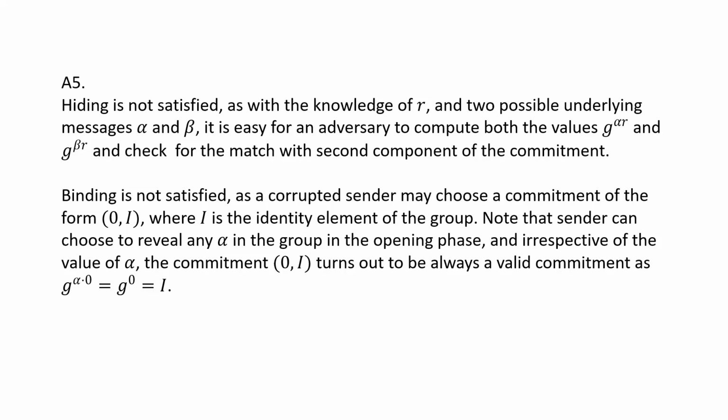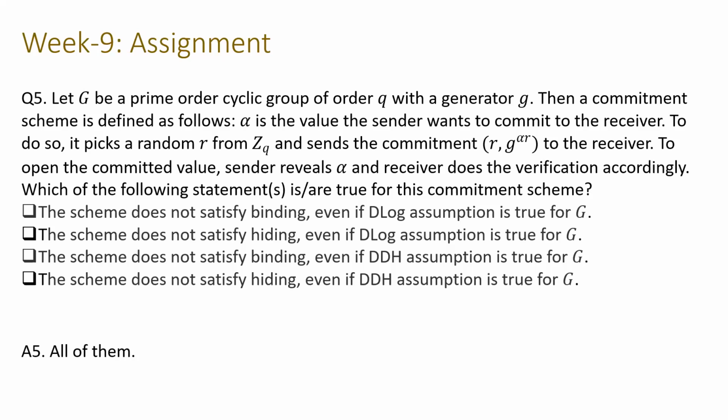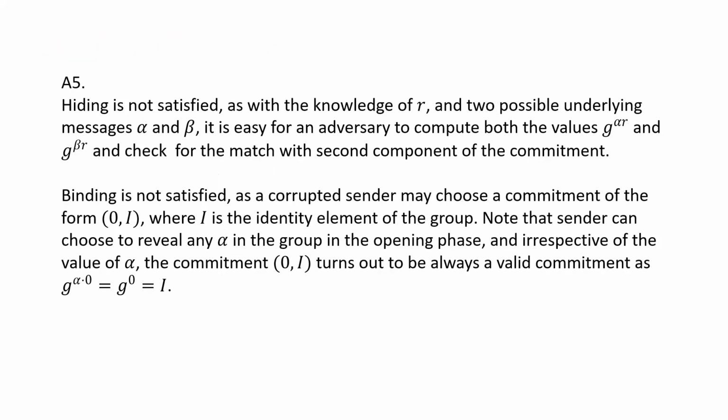The receiver gets fooled here, because the receiver tries to verify whether the commitment 0 comma I is a valid commitment of the value revealed by the sender or not, and whatever alpha value the sender reveals during the opening phase, the receiver always finds it to be a valid commitment. Hence we say that binding fails here. So the binding property is not satisfied. Thus we conclude that for the given scheme, neither the hiding nor the binding property is satisfied.